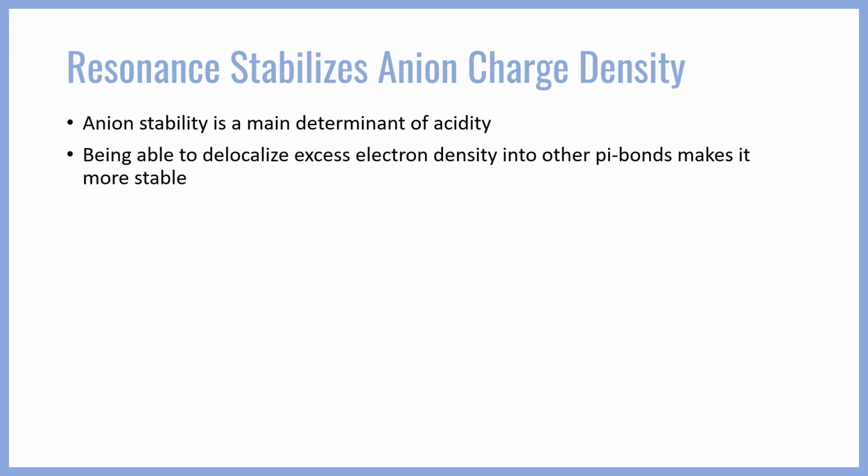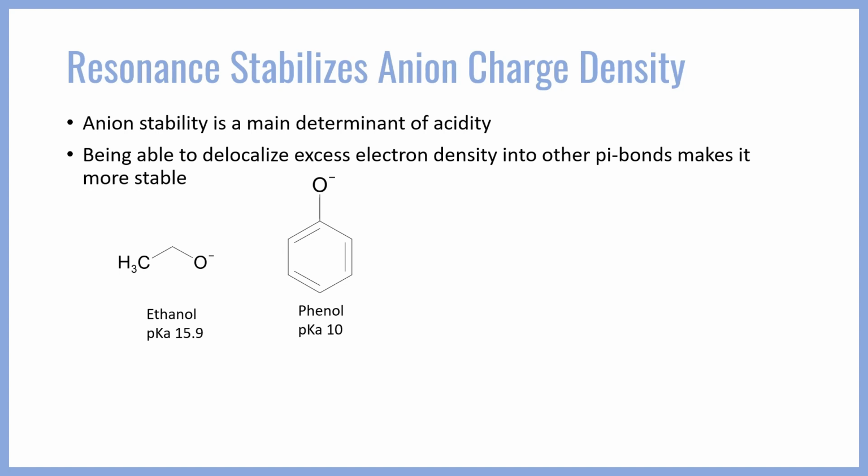And that is why having more resonance structures will allow an anion to be more stable and a molecule to be more acidic. We can see that if we look at the ethanol molecule to start, or rather the ethoxide conjugate anion. Ethanol has a pKa of about 16, which means it's just a little bit less acidic than water. However, if we compare that to phenol, which also has an O- anion, we see that phenol has a pKa of about 10, which is 1,000,000 times more acidic than ethanol.